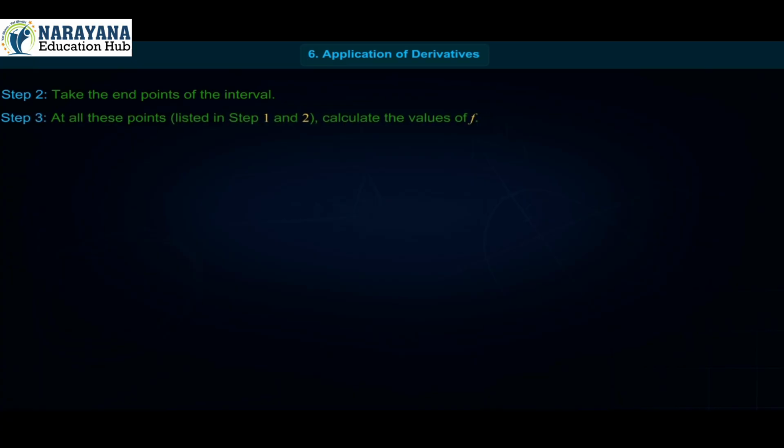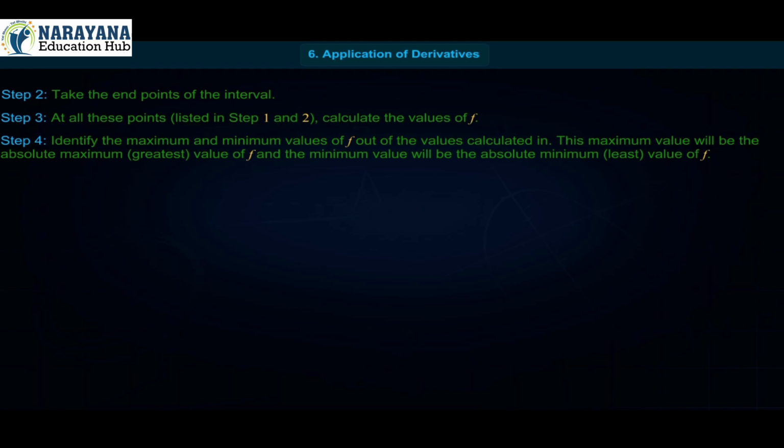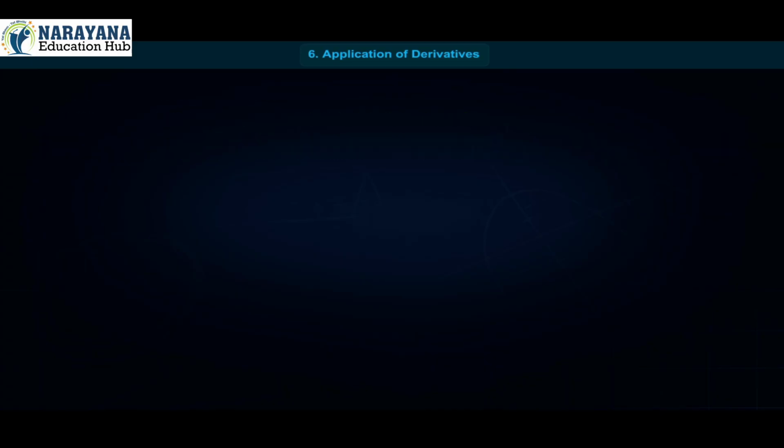Step 3. At all these points listed in step 1 and 2, calculate the values of f. Step 4. Identify the maximum and minimum values of f out of the values calculated. This maximum value will be the absolute maximum, that is greatest value of f, and the minimum value will be the absolute minimum, that is least value of f.